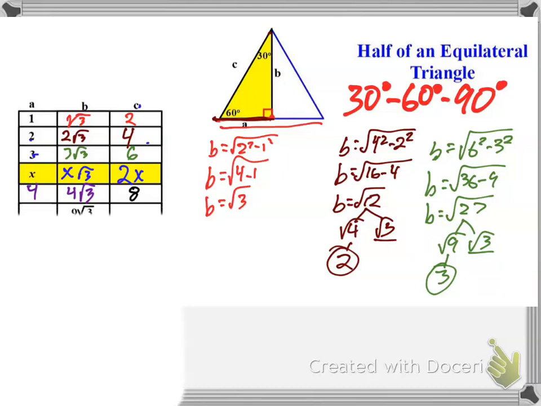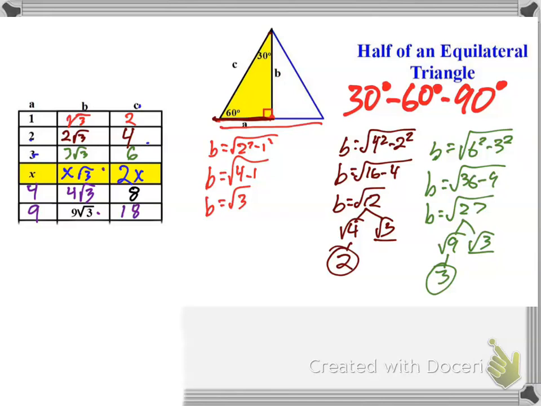Nice and easy. Okay, so let's make it a little bit more complicated maybe. What if the long leg is 9 square roots of 3? Well, if the long leg is 9 square roots of 3, this is X square roots of 3, so X must be 9. And if X is 9, then my hypotenuse is just 2 times X, so that's just 2 times 9, which is 18. Again, pretty easy.